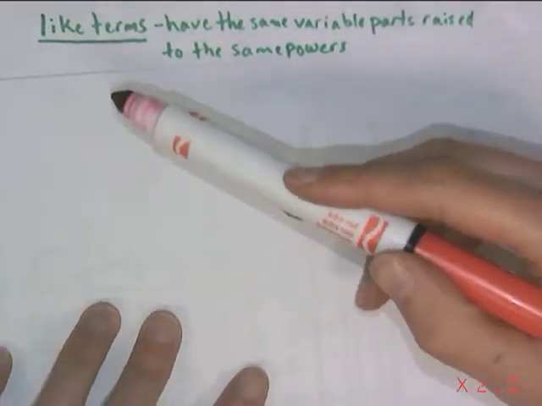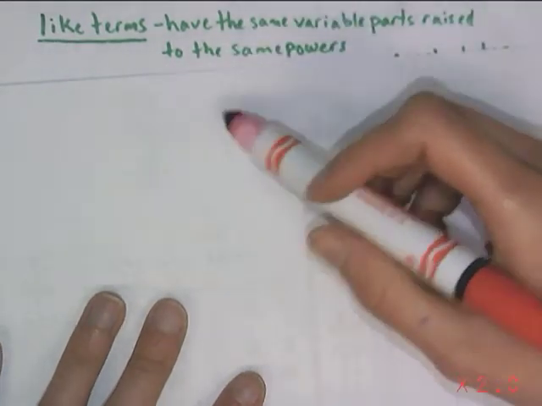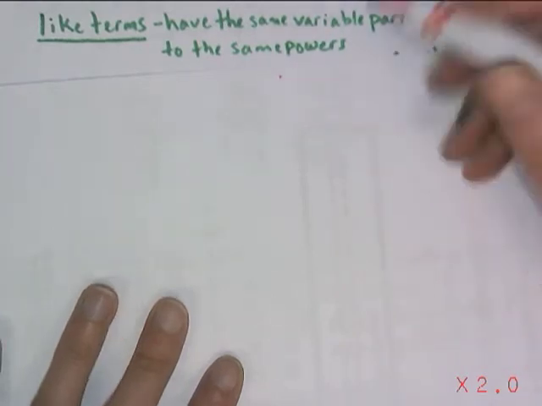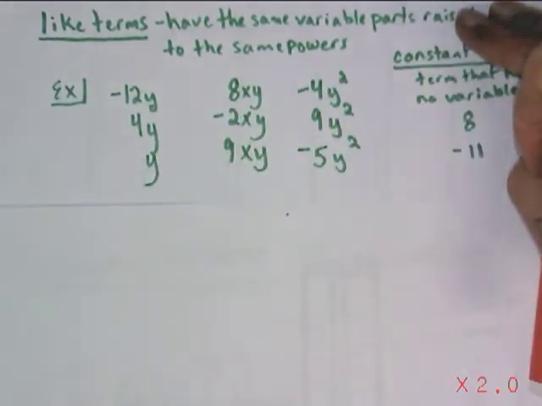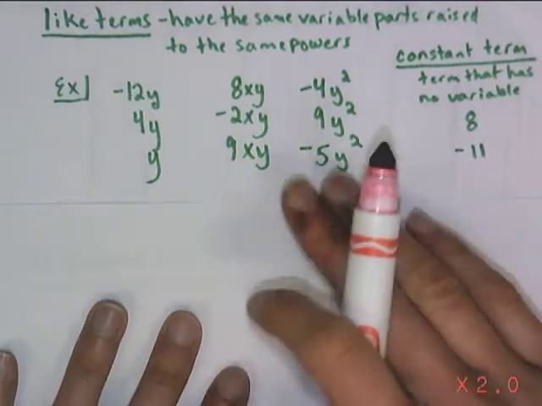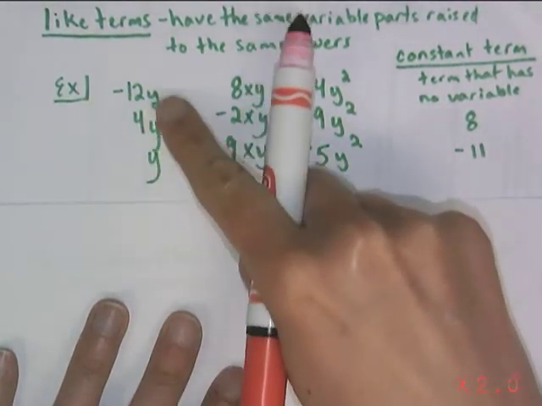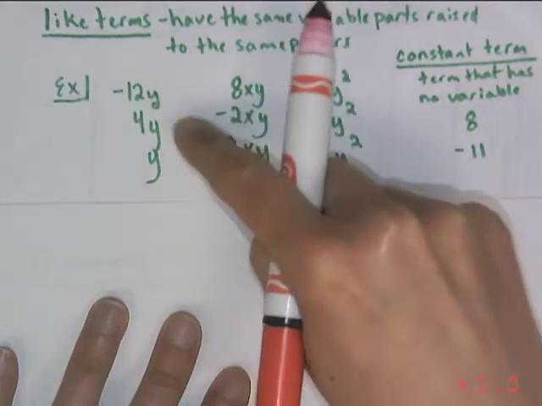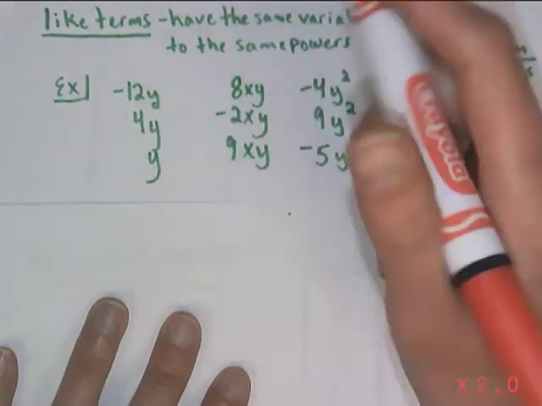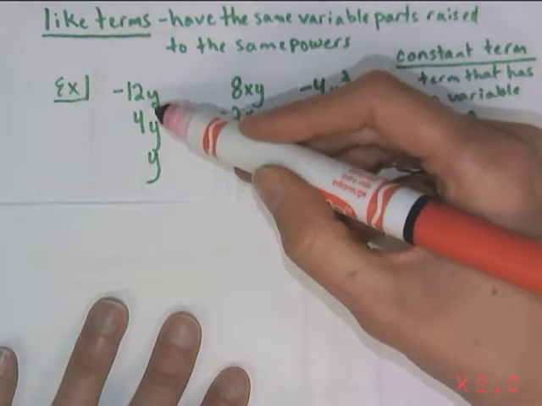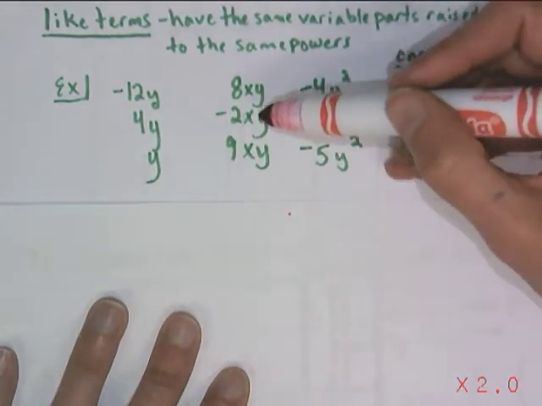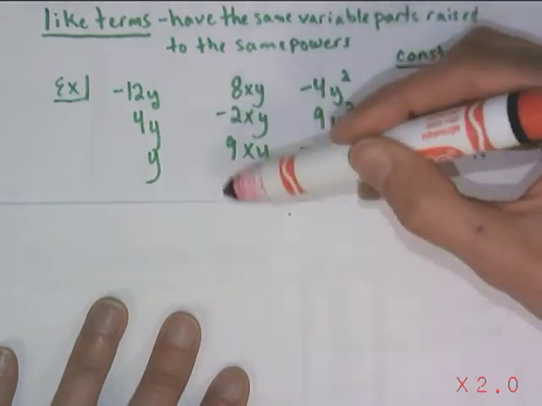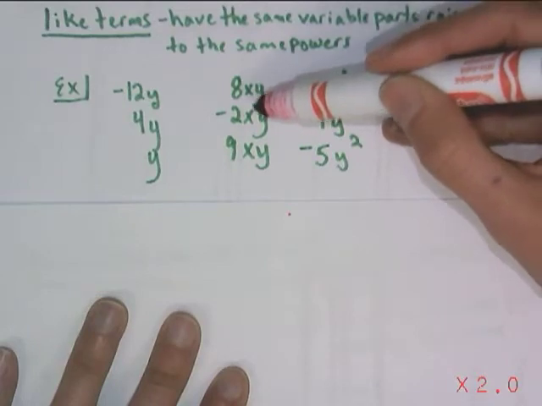Okay, so to be like terms, by definition, like terms have the same variable parts raised to the same powers. So I will show you a couple of examples here. And if you look at how these are organized, in this first column I have 3 terms that I would consider to be like terms. I have a negative 12y, a 4y, and this one of course we know is really a 1y. These would be different than if I had terms that included x and y. So this column is all like terms because they have the same variable parts.